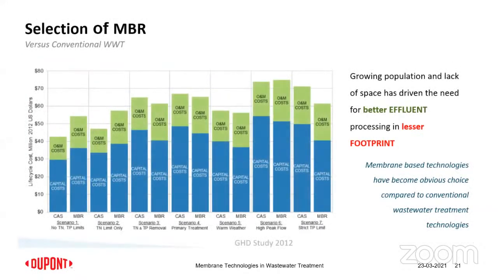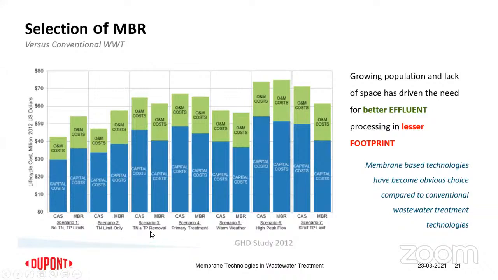And why this is over conventional treatment is also shown in a study that was done as early as 2012. What you see here are comparisons of capex and opex for a conventional activated sludge process with an MBR system. In olden days, there was no pressure on the nitrogen limits or the phosphorus limits, so the conventional processes were okay. When there was a little bit of requirement on the nitrogen limits, the nitrogen treatment had to be improved. So you see there is a marginal increase in the conventional processes.